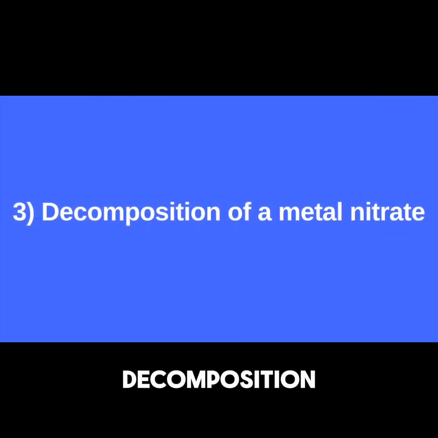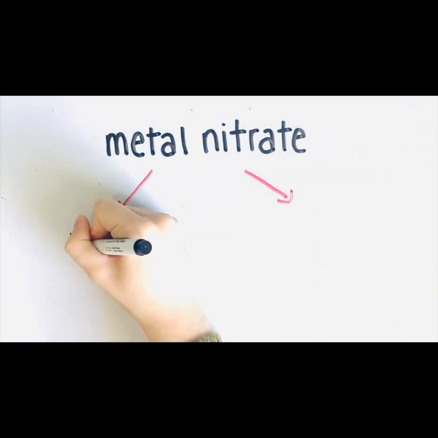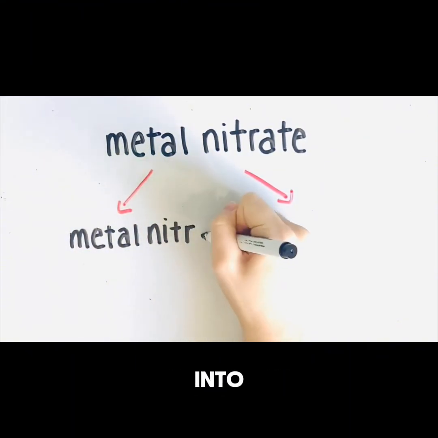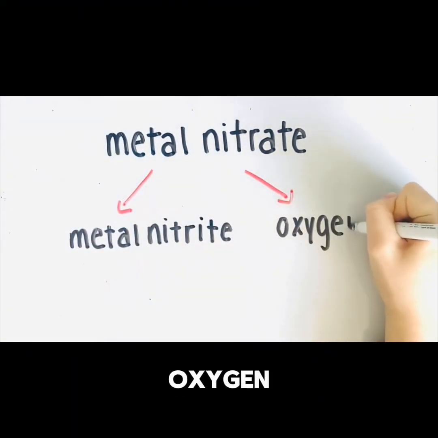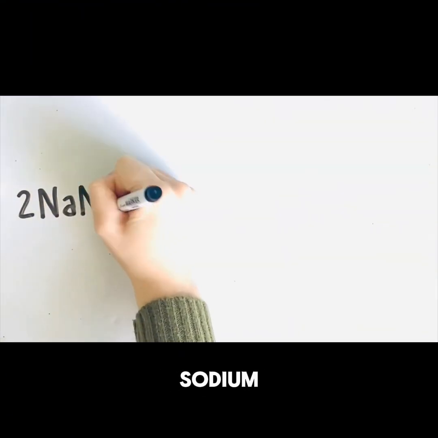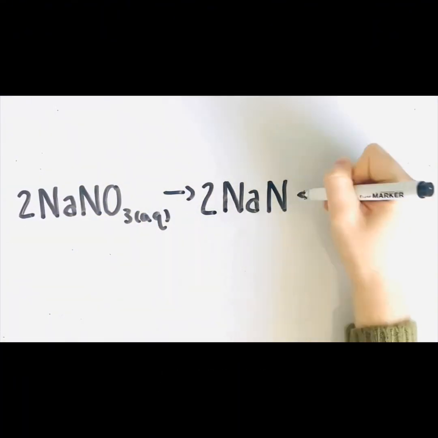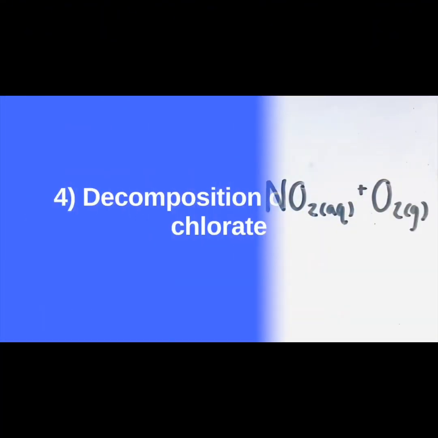Thirdly, decomposition of a metal nitrate. Metal nitrates decompose into a metal nitrite and oxygen. For example, sodium nitrate breaks down into sodium nitrite and oxygen.